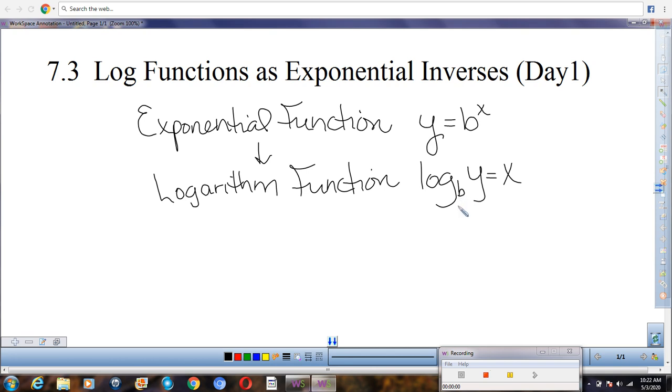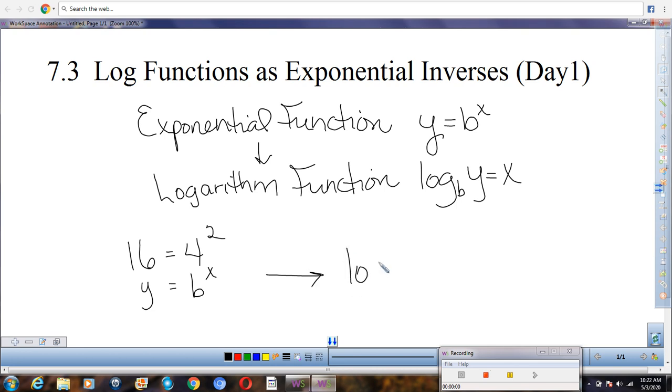So the real reason we want to do this is we want to be able to change it from one form to another. Same numbers, same everything, just switching them into one form. So if we have something that looks like this, 16 equals 4 squared, well, we know this is true, right? This is our y equals, this is our b to the x. We're going to rewrite this in log form.